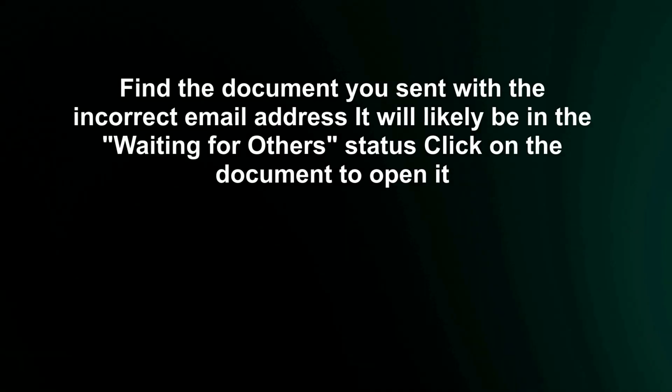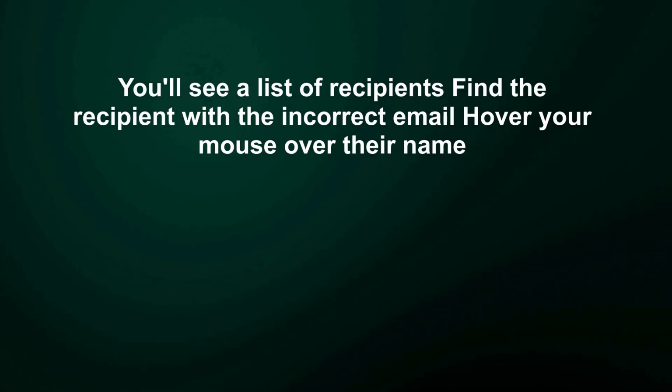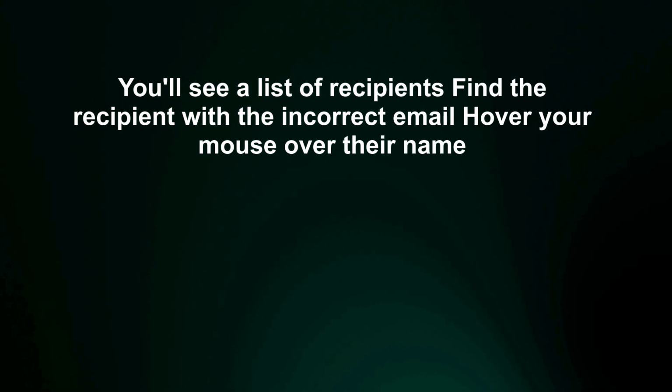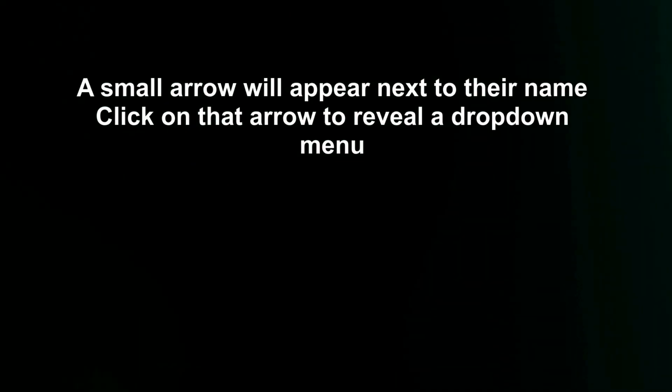It will likely be in the waiting for others status. Click on the document to open it. You'll see a list of recipients. Find the recipient with the incorrect email. Hover your mouse over their name. A small arrow will appear next to their name. Click on that arrow to reveal a drop-down menu.